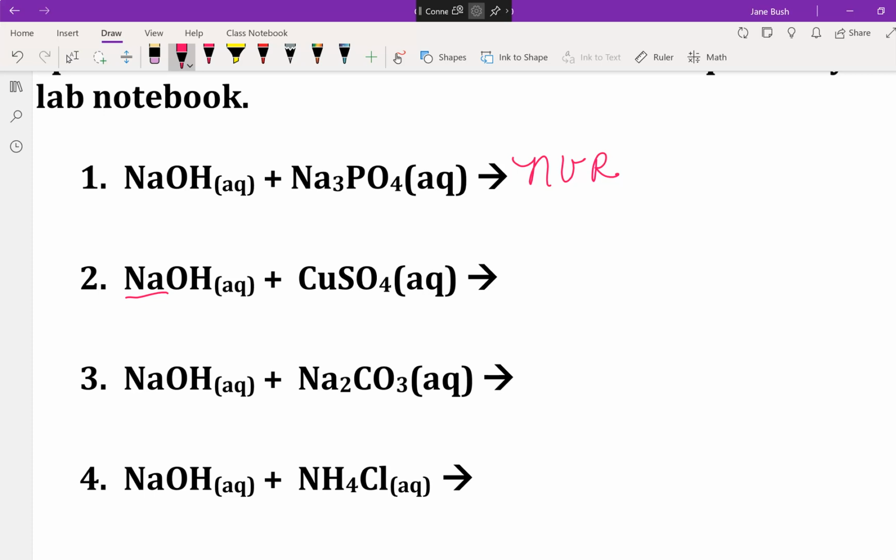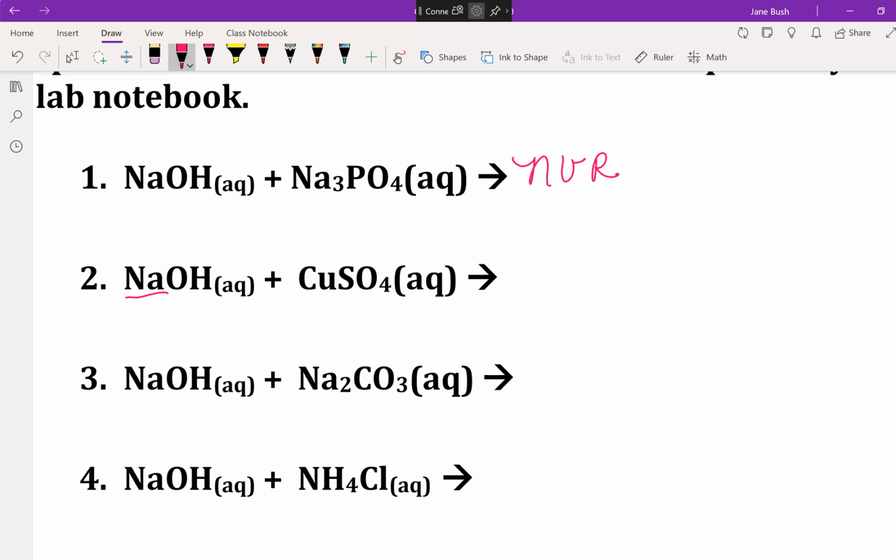The third one, we've got 2 sodiums. No visible reaction. The fourth one, we have sodium and ammonium. What do we know about ammonium? It's always soluble. So guess what? No visible reaction.